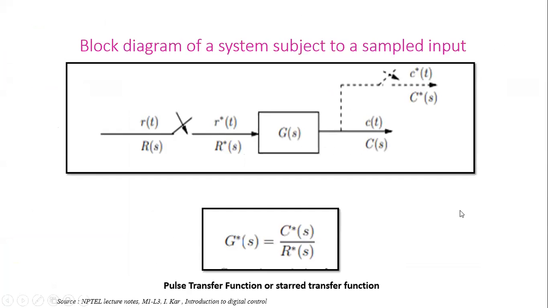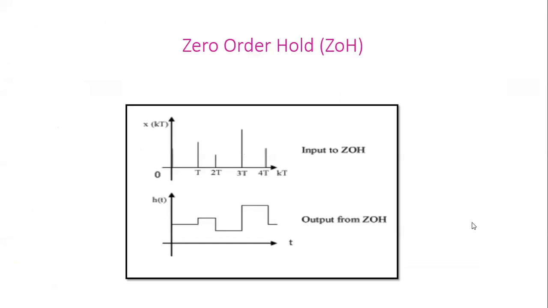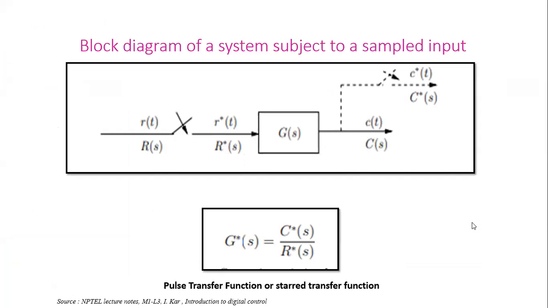Here we go. This is where we took a small break. It was at zero order hold. And now let us go down to the next part where we will get introduced to a very new term, and the term is nothing but pulse transfer function, which is also called a starred transfer function. So what do you actually mean by this? Why do we have to go for pulse transfer function?